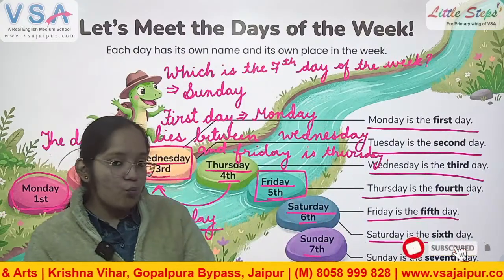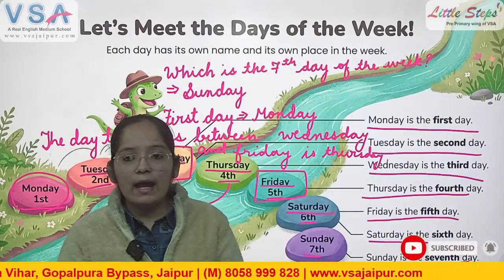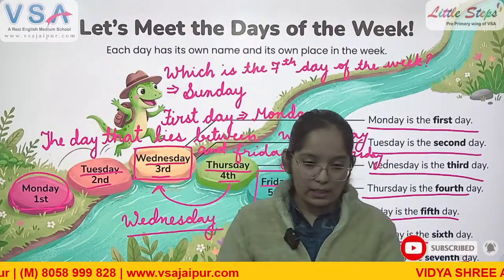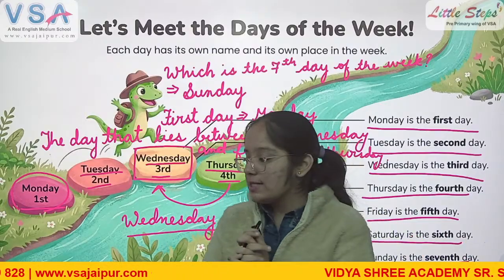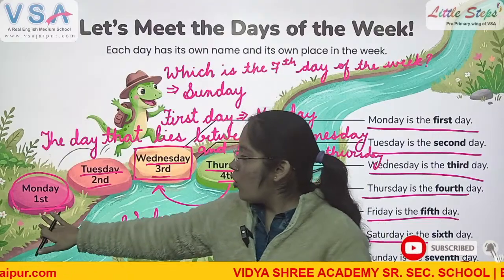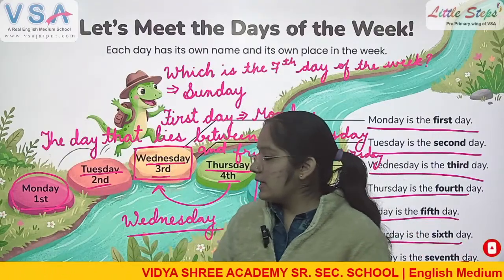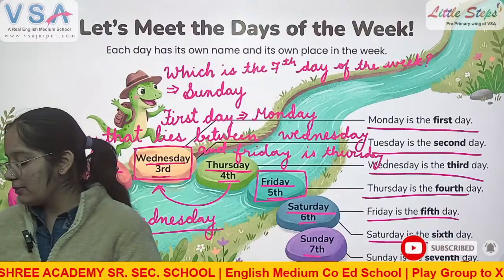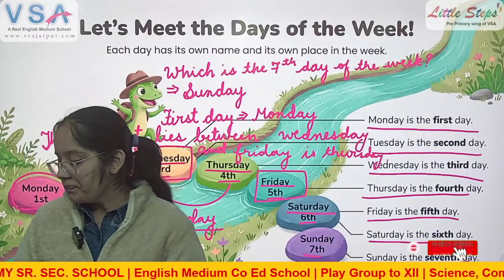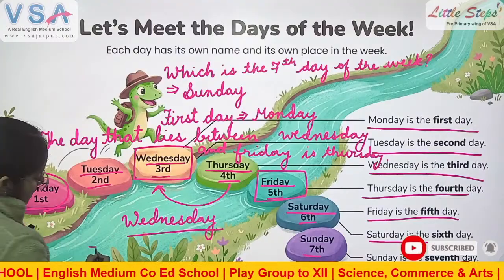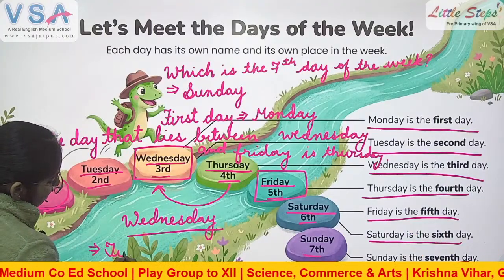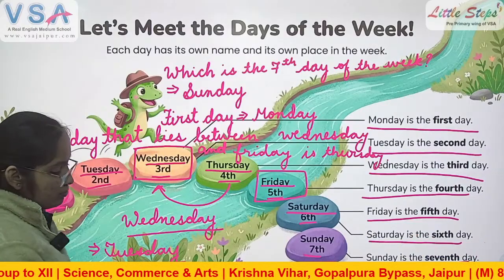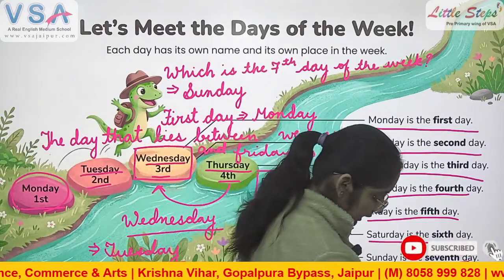Next question is which day lies between Monday and Wednesday? यानी कि मंडे और वेंसडे के बीच में कौन सा डे आता है? So what will be the answer of our question? Can any one of you tell me in the comment section? The answer will be Tuesday. Tuesday lies between Monday and Wednesday. Tuesday आता है Monday और Wednesday के बीच में.